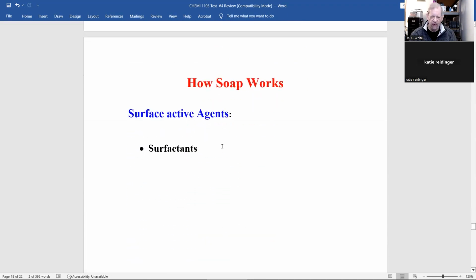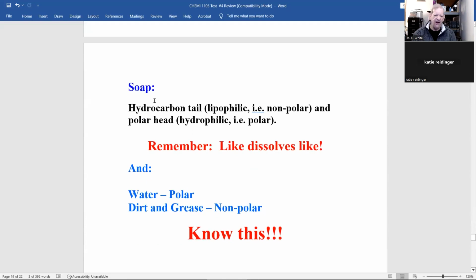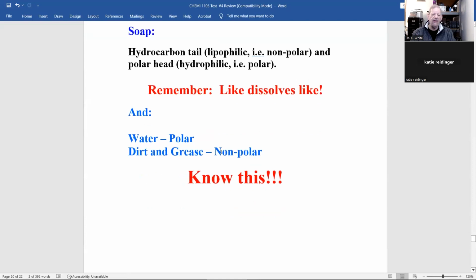Now, how does soap work? Soap is an organic molecule or molecules, and they're called surfactants, which is short for surface active agent. I won't ask you on test, but I will ask you, how does soap work? And you should know, soap has a hydrocarbon tail or nonpolar tail and a polar head. Remember, like dissolves like. And water is polar. When you wash your hands, use soap and water. Now, dirt and grease are nonpolar. Know this.